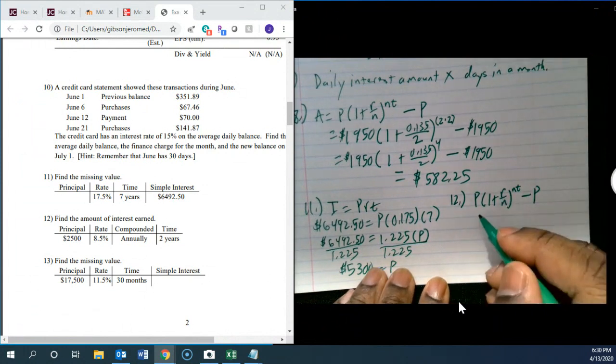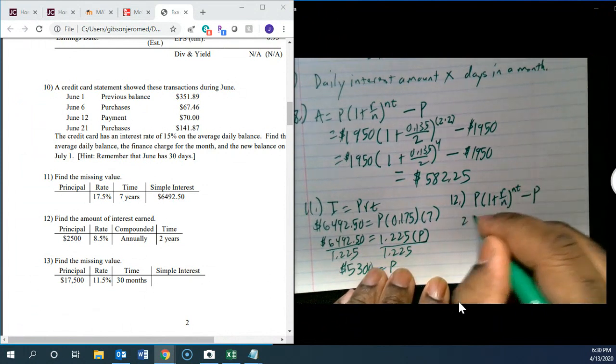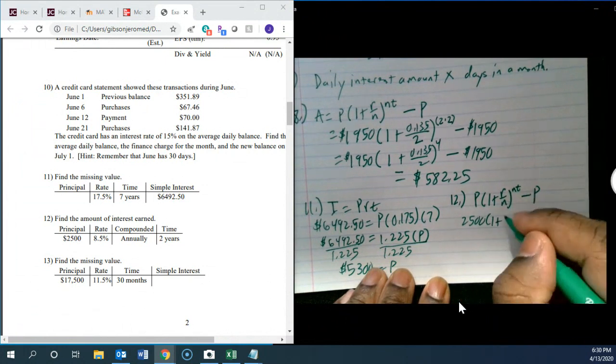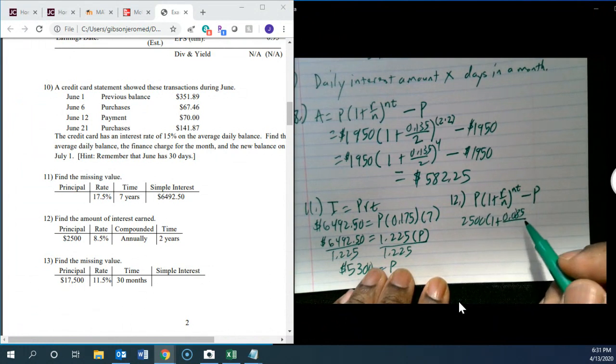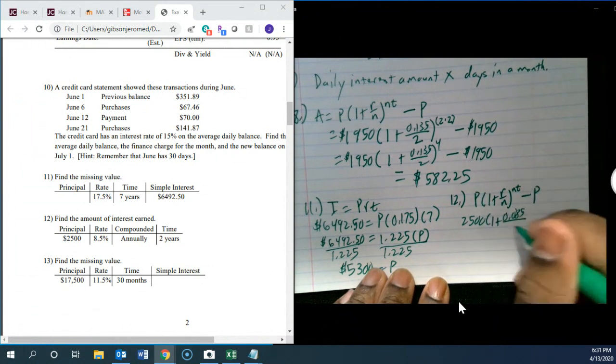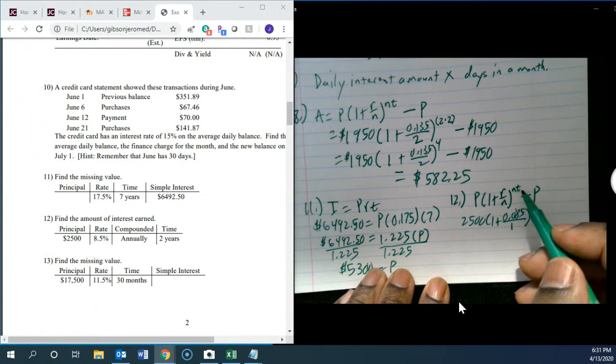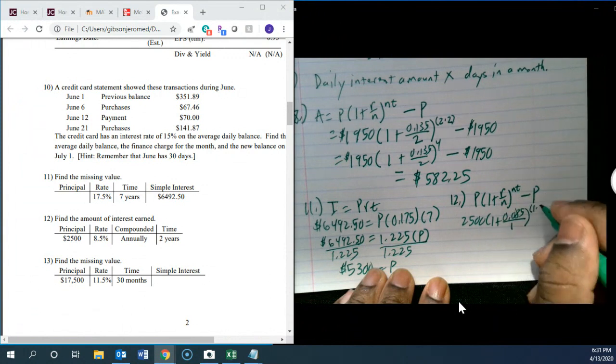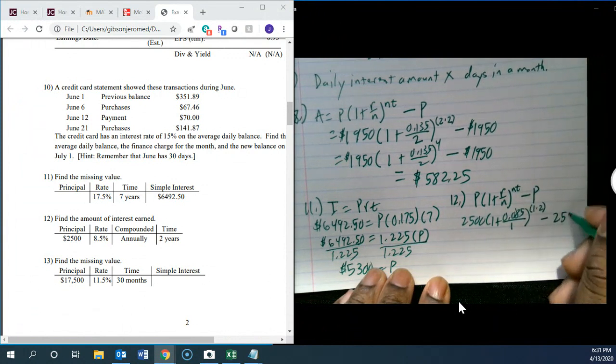So the principal here is $2,500 times 1 plus the rate will be 0.085 over the amount of times that it's compounded. It said annually, so we would do 1. Now we're taking it to the NT power. N is 1, and the time is 2 years, so it's 1 times 2, minus the principal, which is $2,500.